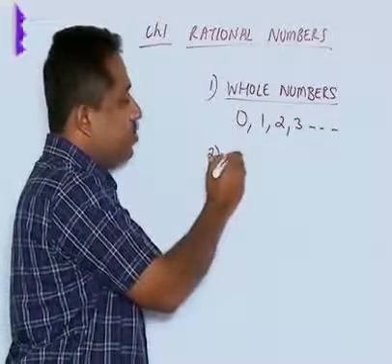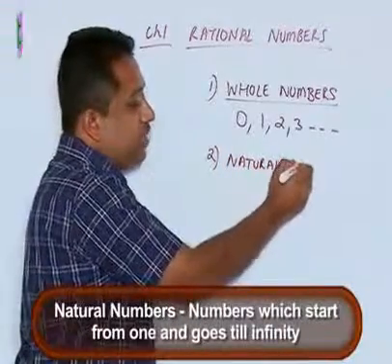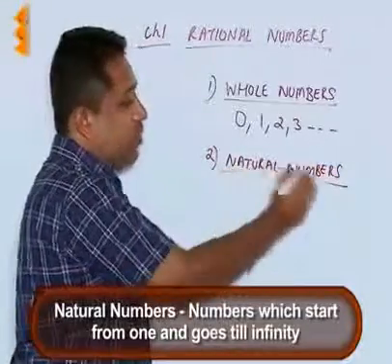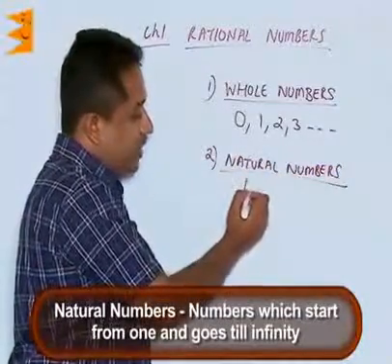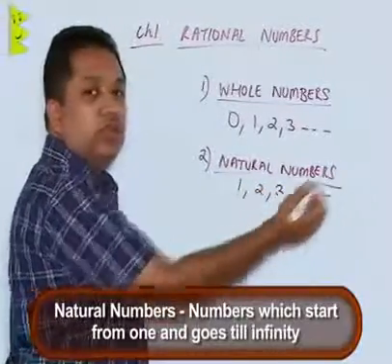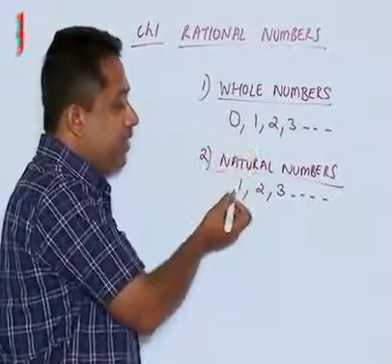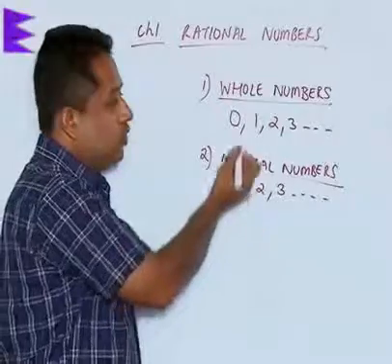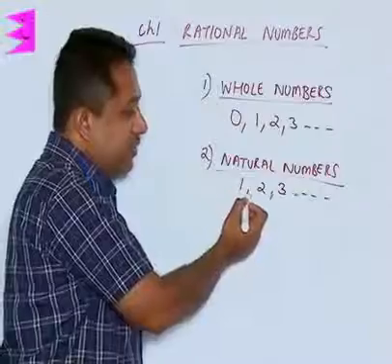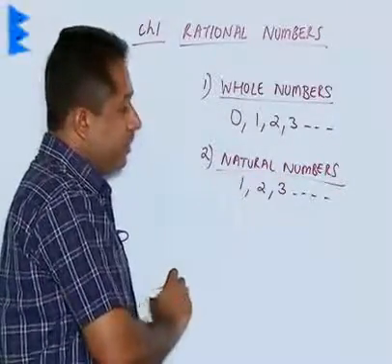Then we have natural numbers. Now, natural numbers are numbers which start from 1 and go up to infinity. So, we have 1, 2, 3 and it goes on up to infinity. Now, whether we look at whole numbers or natural numbers, at the moment there are no negative numbers. So, this is starting from 0 and the rest are all positive numbers. And these are all positive numbers starting from 1 and going right up to infinity.